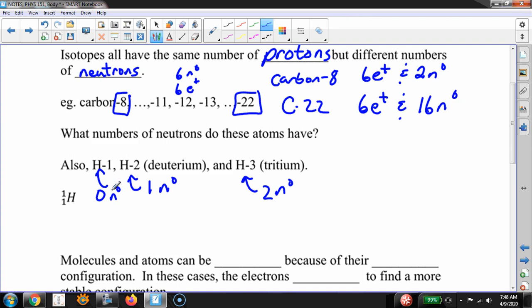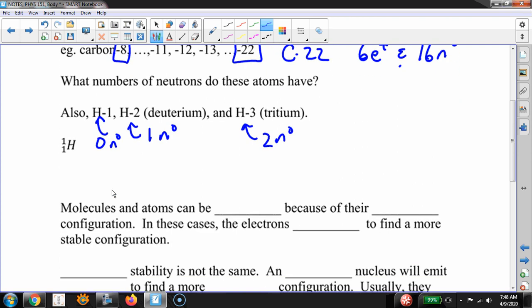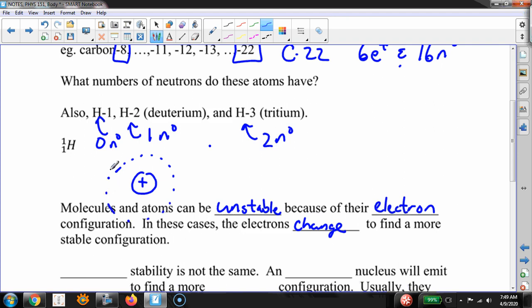Molecules and atoms can be unstable because of their electron configuration. In these cases, the electrons change to find a more stable configuration. So let me give you an example. If I have a nucleus and I have these shells, the electron would be here. It would be in that lowest shell.